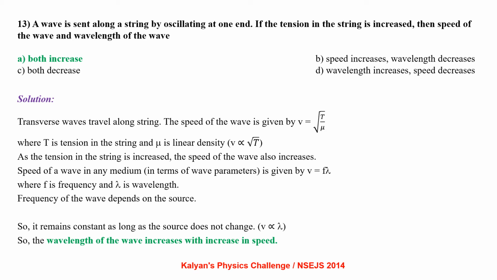Speed of a wave in any medium in terms of wave parameters is given by v equal to f lambda, where f is frequency and lambda is wavelength. Frequency of the wave depends on the source, so it remains constant as long as the source does not change, from which we get v is proportional to lambda. So the wavelength increases as the speed of the wave increases.